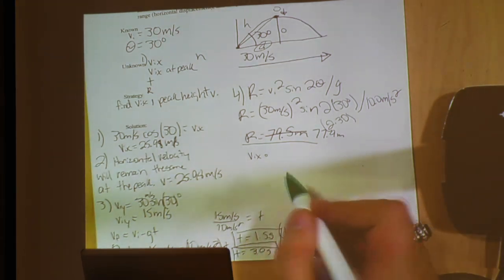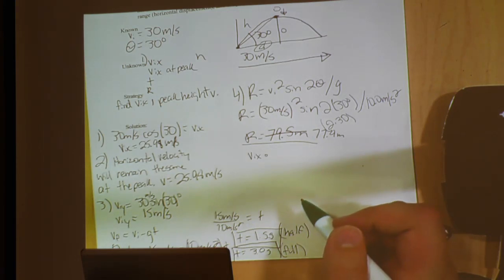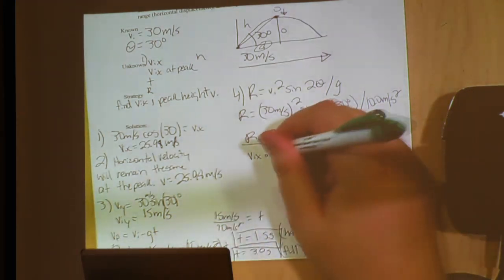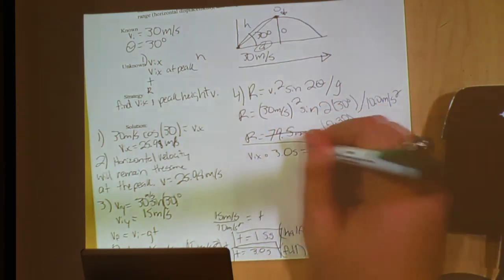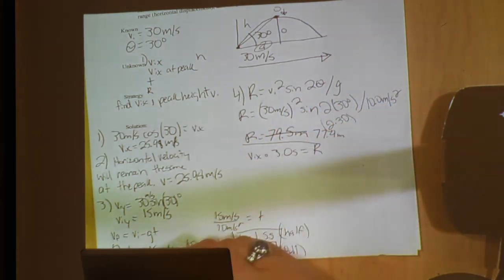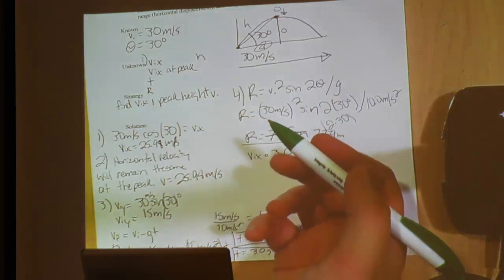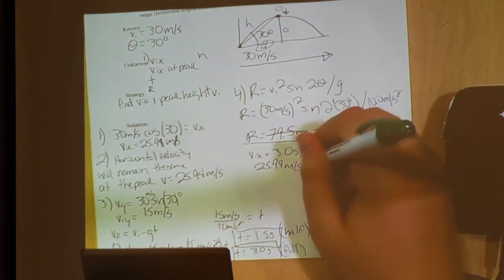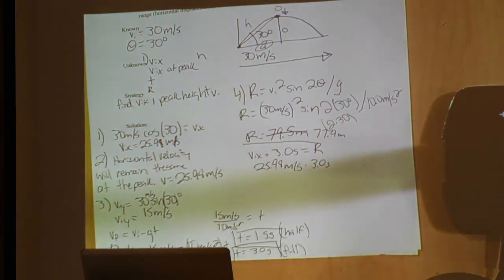So the other way to do it is VIX times the time that it took to travel. That would be the 3.0 seconds, and it would also be equal to your range. So VIX was 25.98 meters per second times 3.0. You should get the same answer. Let me double check that though.